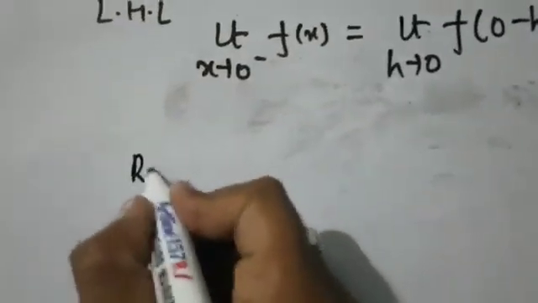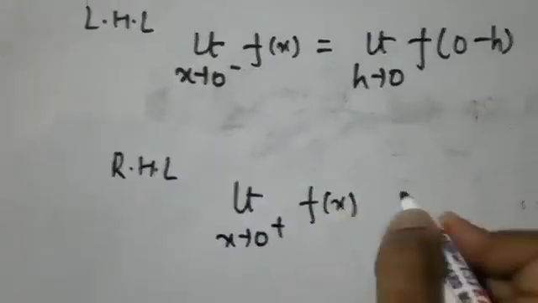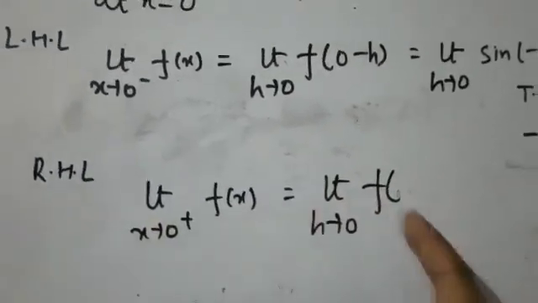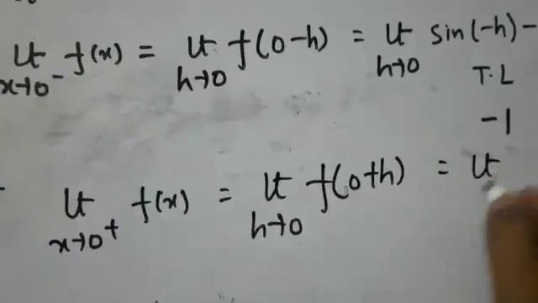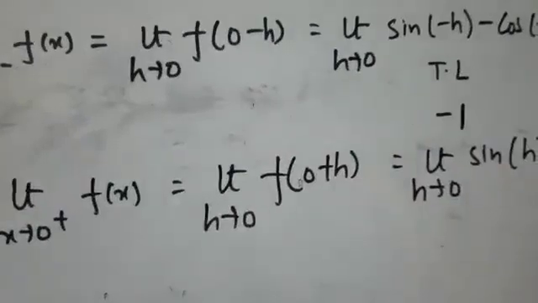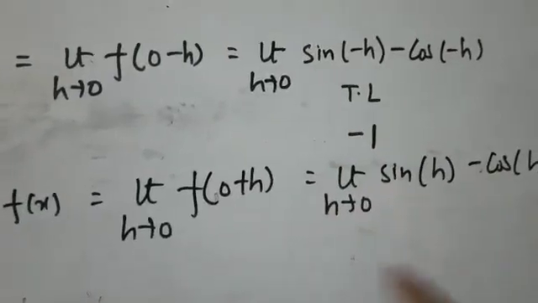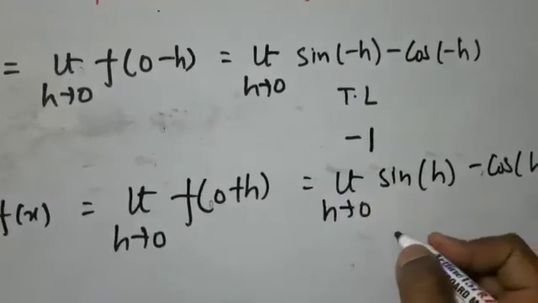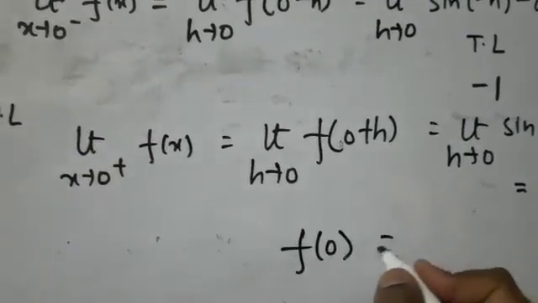Now for the right hand limit, limit x tends to 0 plus f(x) is equal to limit h tends to 0. Now for the right hand limit, in place of x we have to put 0 plus h, which is equal to limit h tends to 0 of sin h minus cos h. Okay, on taking the limit and solving this expression, limit h tends to 0 of sin h minus cos h, we get minus 1. Now the value for the function at 0 is also minus 1.